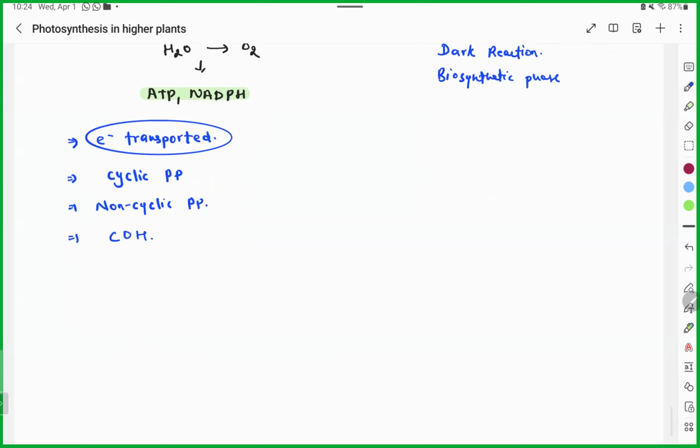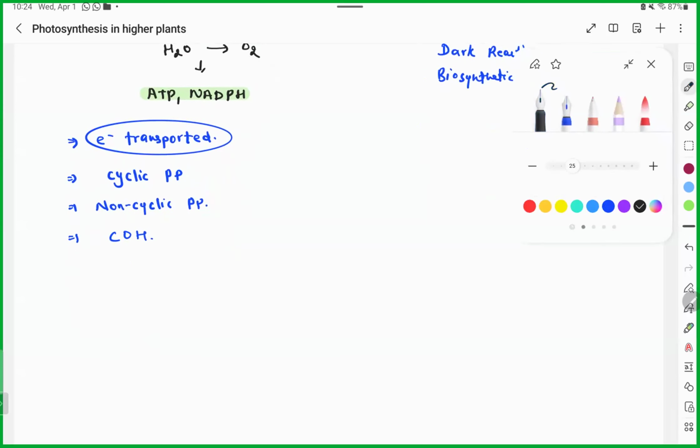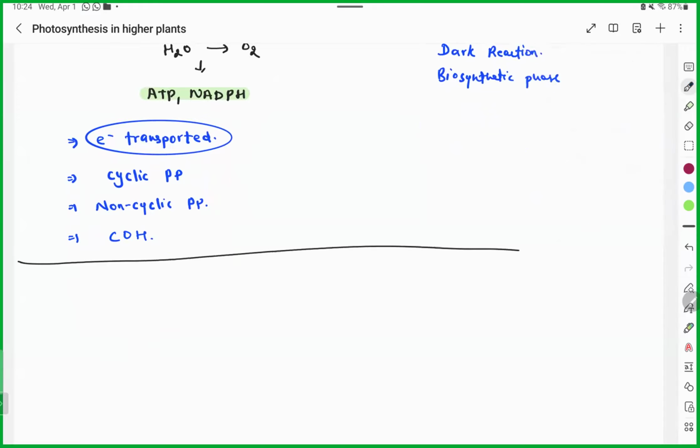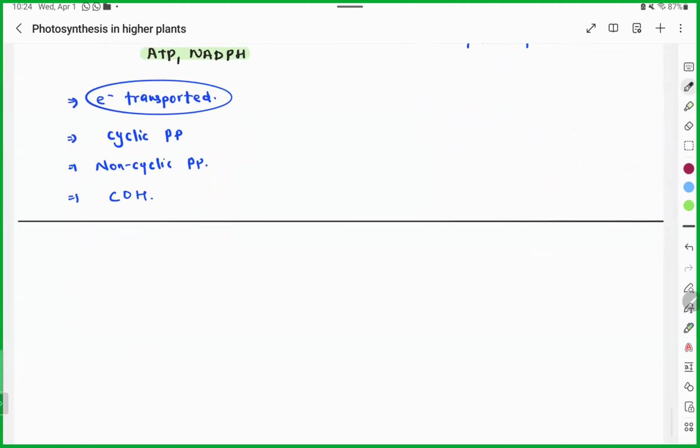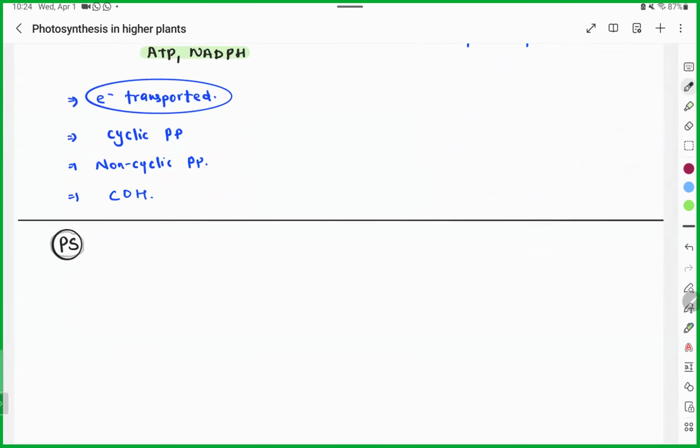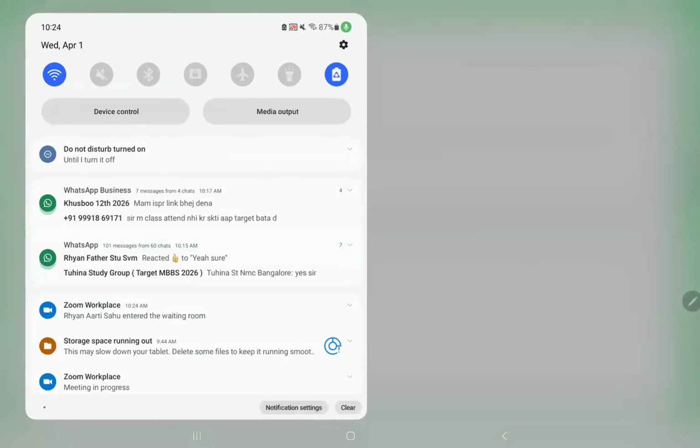So when we trap the light, we need some system to process the light. And for this we use the word photosystem. Photosystem to process the light.